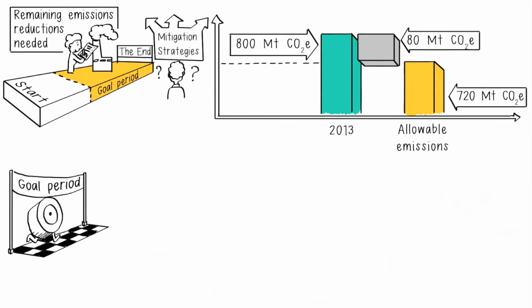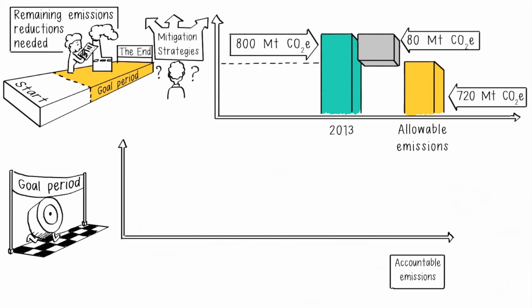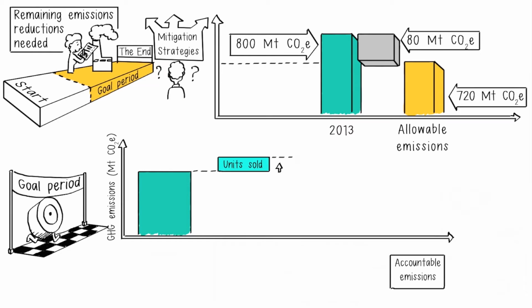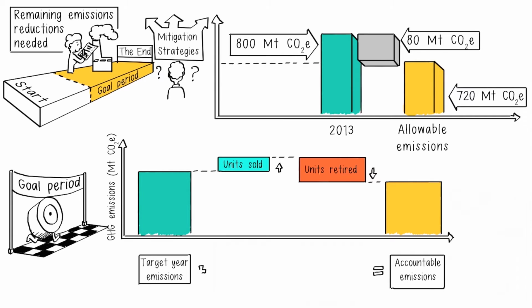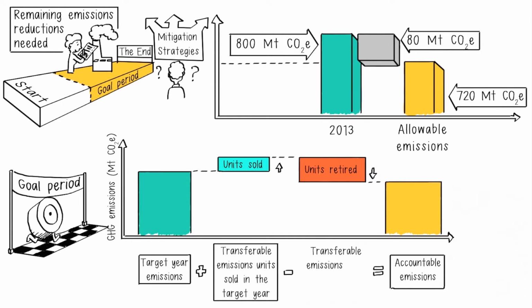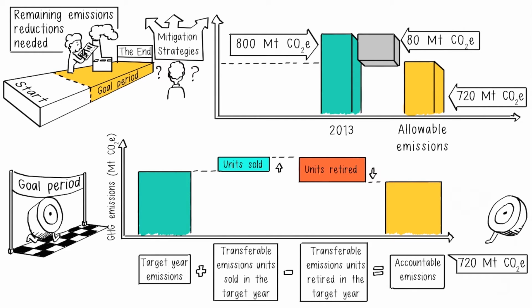Once the target year arrives at the end of the goal period, the accountable emissions are determined, including any transferable emission units and calculations of changes of net emissions in the land sector depending on its treatment. In our example, the accountable emissions equal the emissions within the goal boundary of the target year plus transferable emission units sold in the target year and subtracting transferable emission units retired in the target year. The total is 720 megatons CO2 equivalent, which is the same as the allowable emissions calculated earlier. So the goal has been achieved.